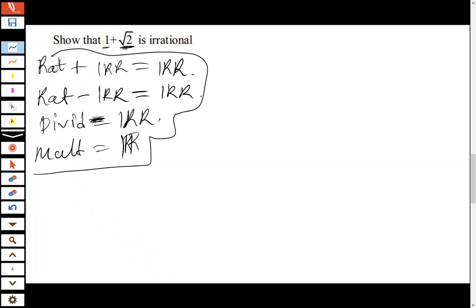After proving that the root of 2 is irrational, you conclude by saying the addition of a rational number and an irrational number gives an irrational number. Hence, the addition of 1 and the root of 2, which is irrational, will give us an irrational number, meaning 1 plus root 2 is irrational. So this is one way you can prove that. The other way is to use contradiction again.